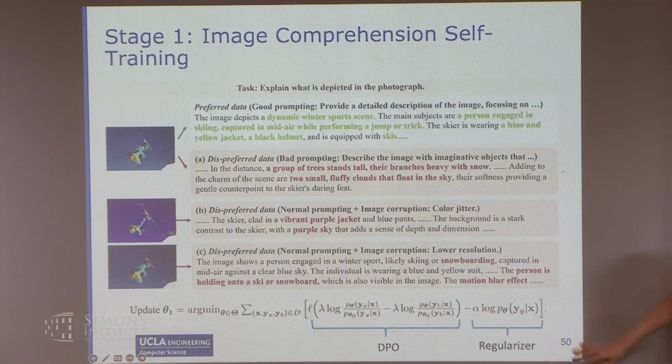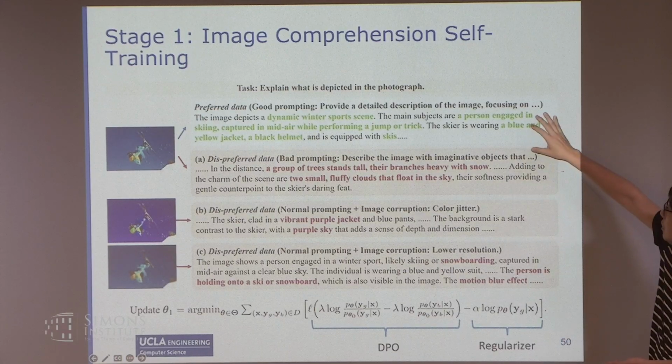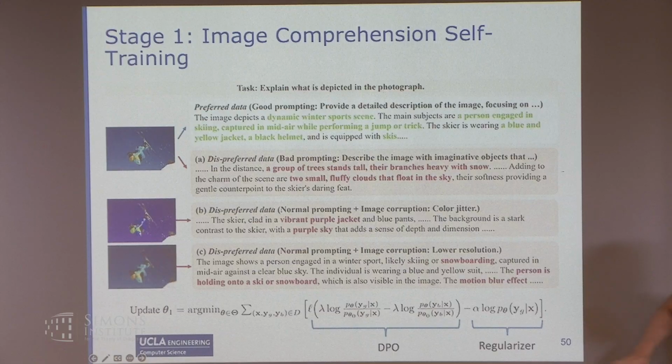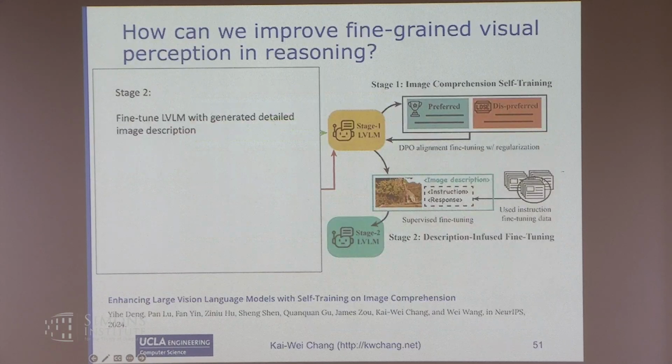So one tricky thing we find is that you also need to add in some regularizers here. So basically, when you do this preference ranking, it's important to also let the model update with this preferred data using the language model loss. Otherwise, a lot of time the model will just go crazy. Okay, so with that, you will be able to let the model look better at the detail.